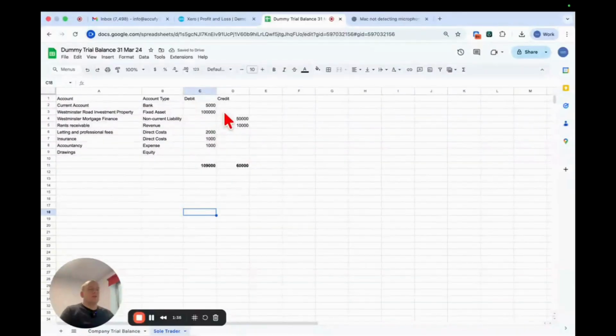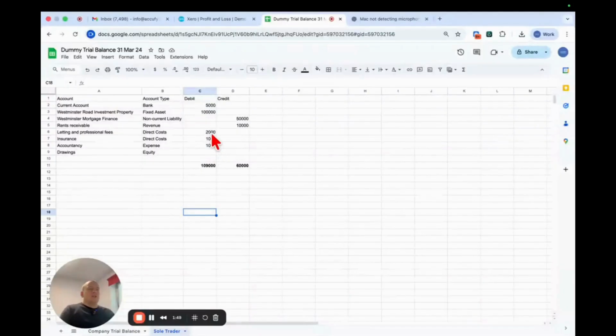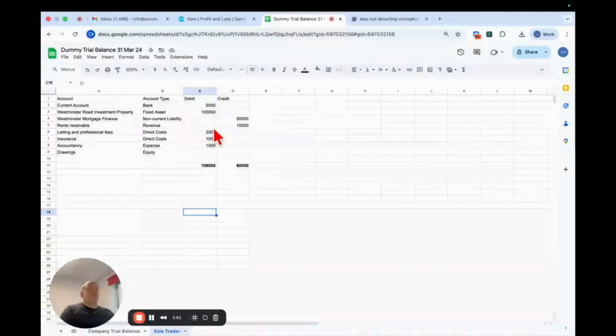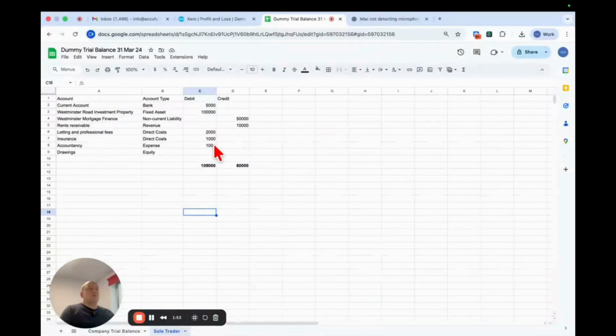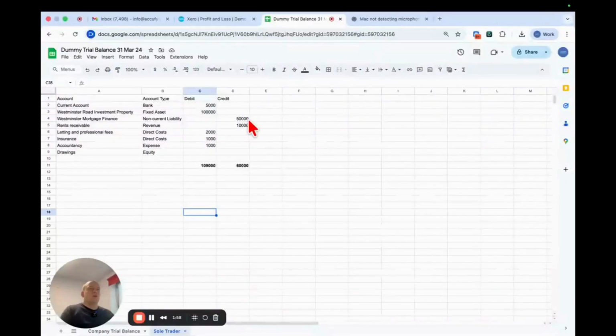So as with the company trial balance, you're still going to have debits, which will include your assets. Say you have a business bank account, for example, the value of your investment properties, and all of your expenses from the previous period. So you've got some example ones in there. Then down the right-hand side, you're still going to have your mortgages and your income, so your rents. But you'll notice in this case, they don't actually balance up.